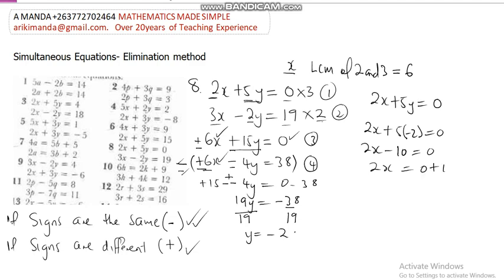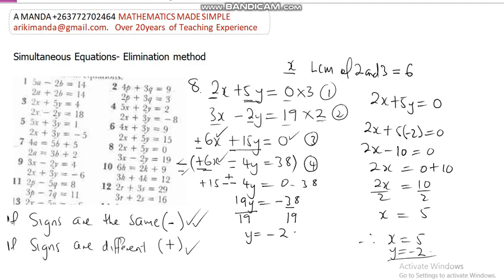2x minus 10 is equals to 0. We add a 10 both sides in order to remove the 10. So we have 2x is equals to 0 plus 10, that's a 10. We divide both sides by the coefficient of x, which is a 2. x is equals to 5. So the values that we're looking for are x is equals to 5 and y is equals to minus 2.